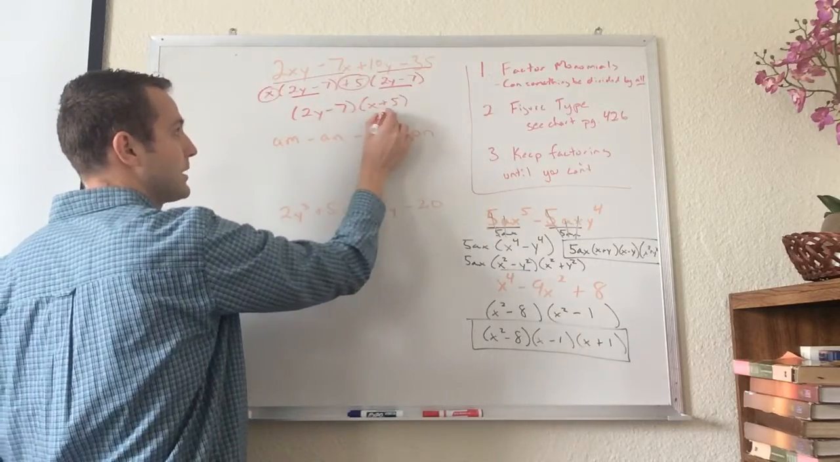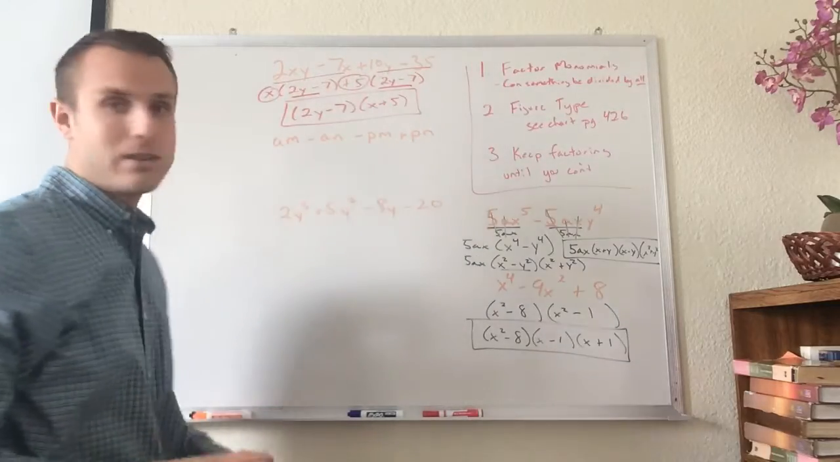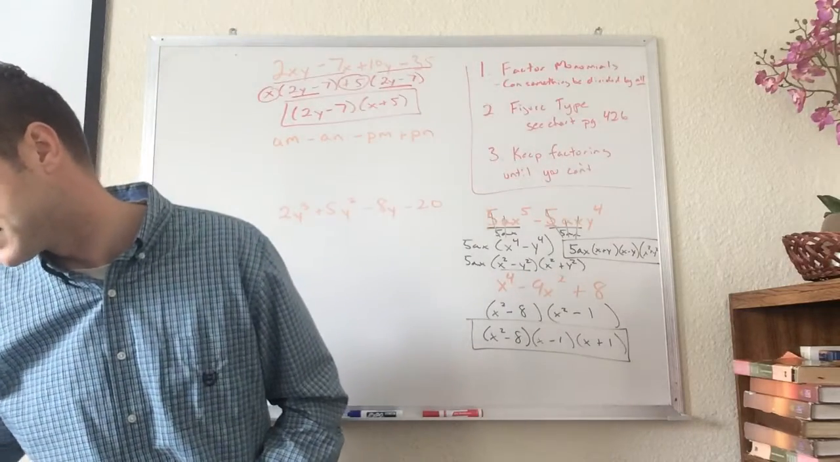I checked, neither one of these are squares. Neither one of them can be factored. So that's my answer, 2y minus 7 times x plus 5.